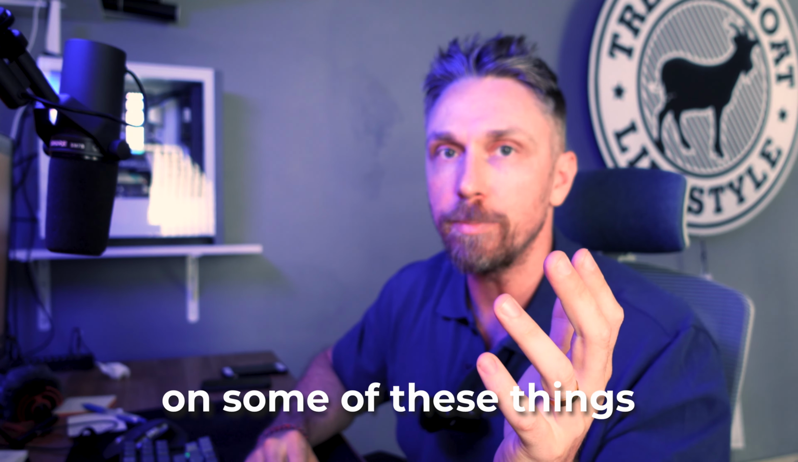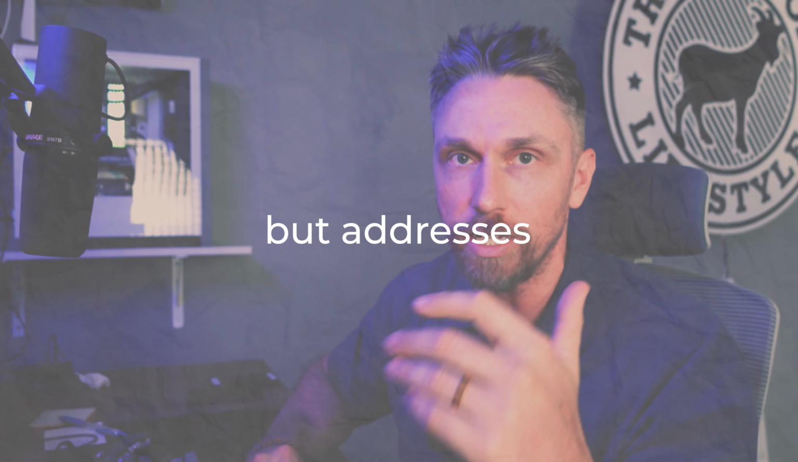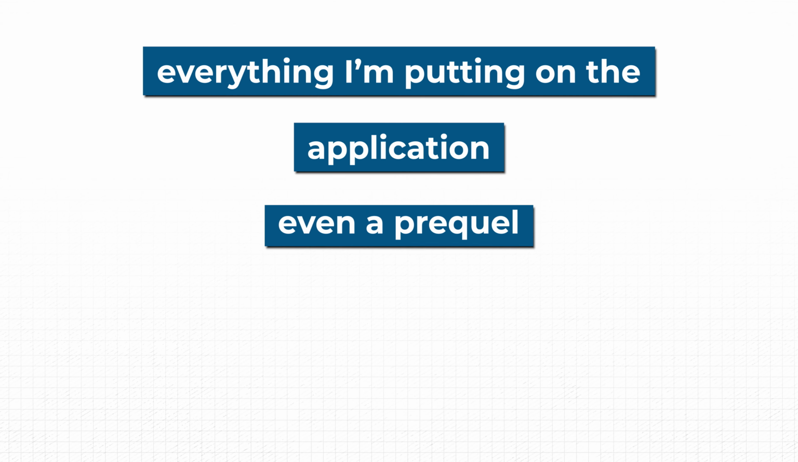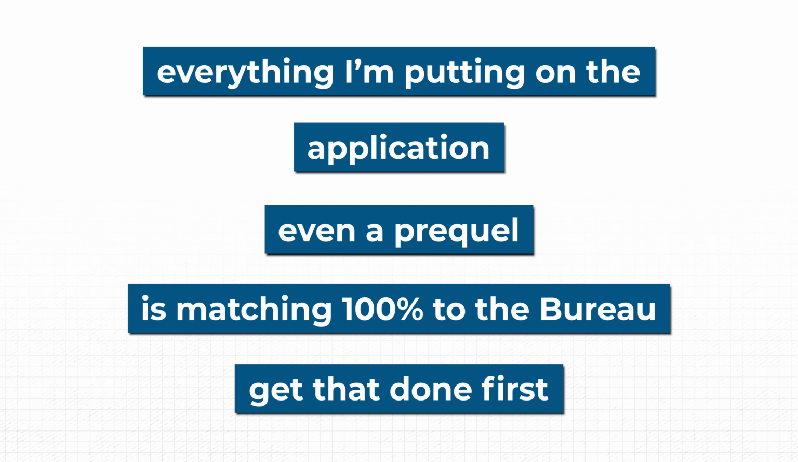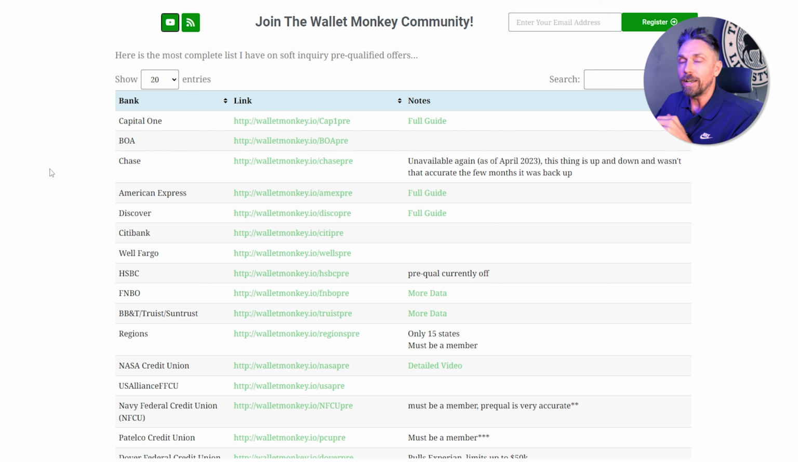If you want to do two on some of these things, phone numbers, it doesn't seem to matter, but addresses, it does. Just have one, the most up-to-date, recent for all of it. That way, everything I'm putting on the application, even the pre-qual, is matching 100% to the bureau. Get that done first. Okay, next, we can go pre-qual, but I would suggest the pre-qual next to a couple different things.